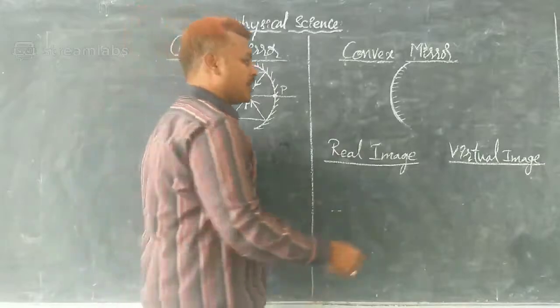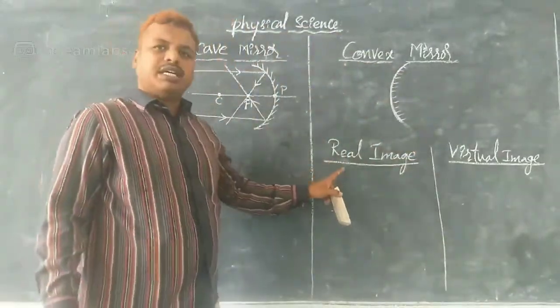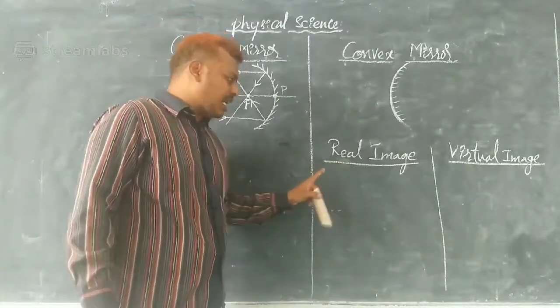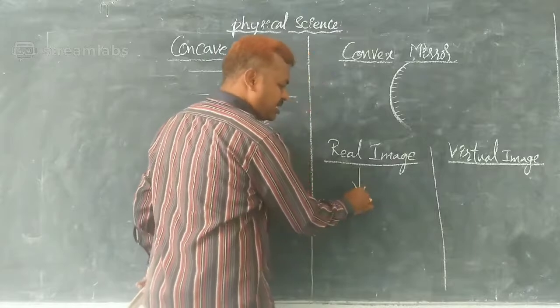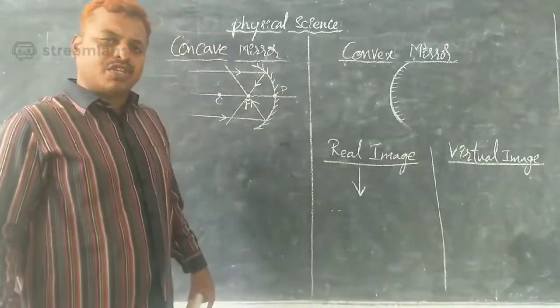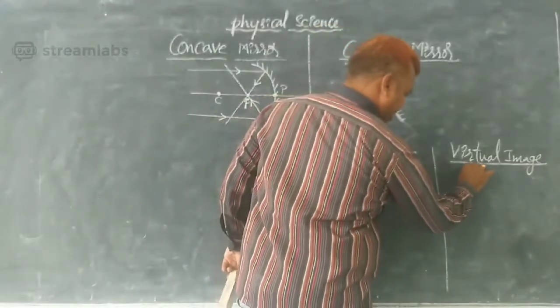Real image and virtual image. Real image is always an inverted image. Virtual image is always an erected image.